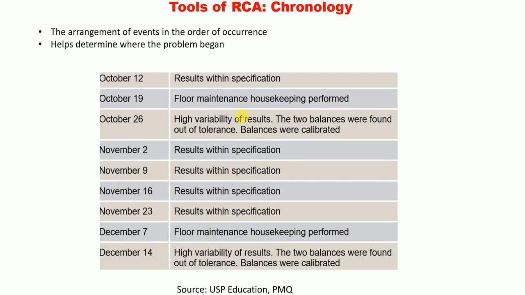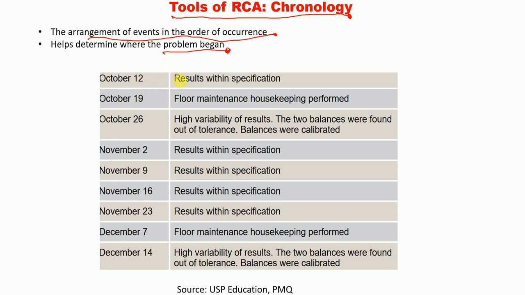Tools of root cause analysis. While doing root cause analysis, chronology is really important. So what is chronology? Chronology is the arrangement of events in the order of occurrence. If some event occurred first, we order that first, then the next, and the next, and so on. This helps determine where the problem began. If we want to know where the problem began, the chronology tool is really helpful. Here is an example.